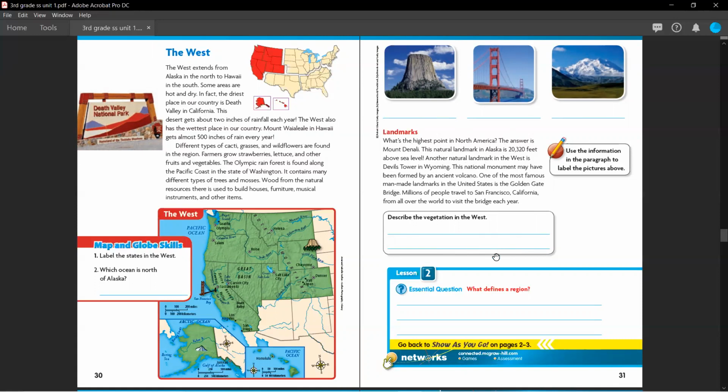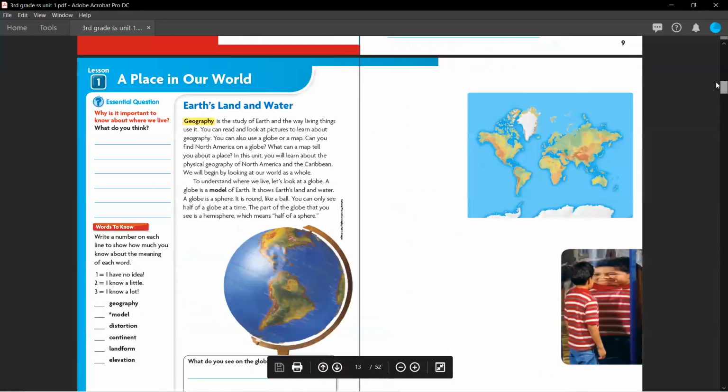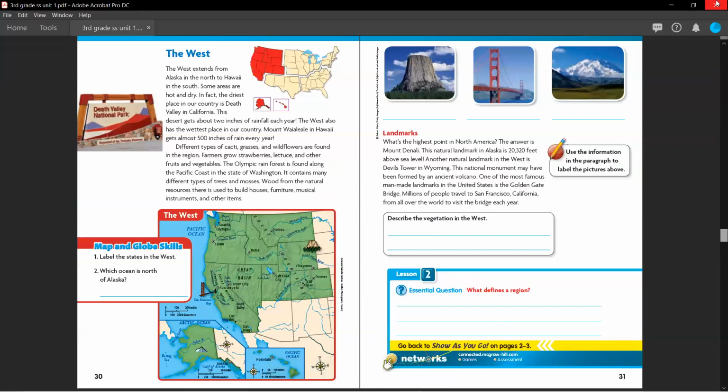And our last part for lesson 2 is our essential question. What defines a region? So go back in the reading, you can rewind the video and see what we said defines a region. After you've completed that, we're going to go back up to pages 2 and 3 at the very beginning and fill in the part that says lesson 2.